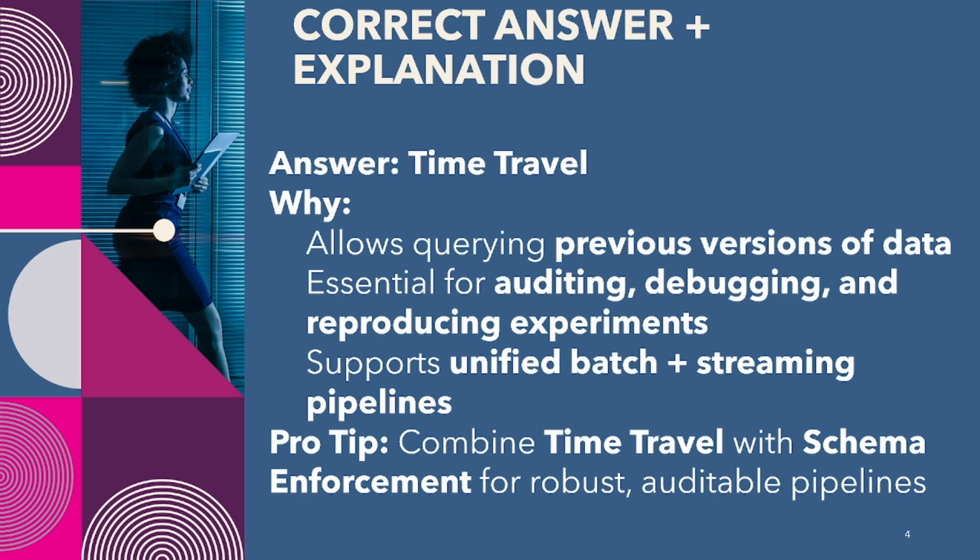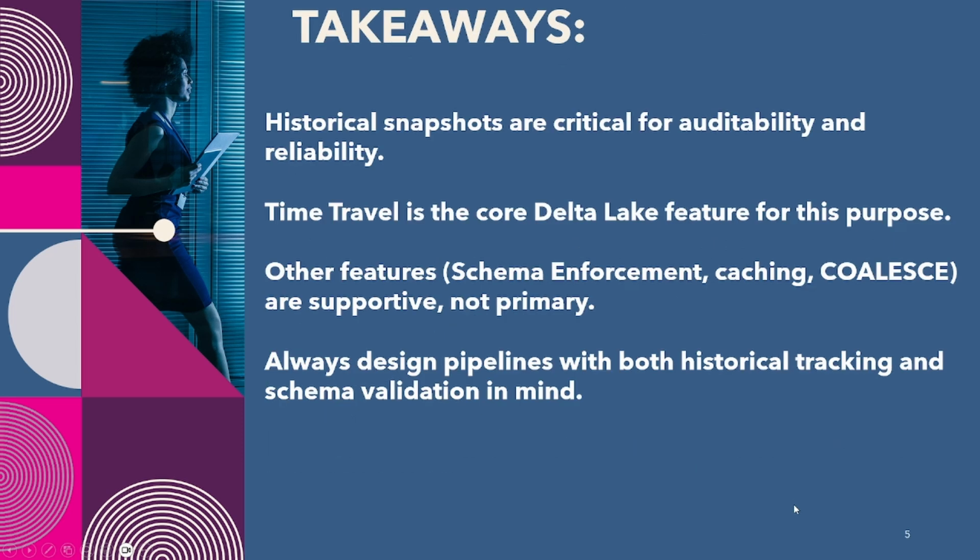Think of it this way. Without time travel, if something goes wrong in your batch or streaming pipeline, you might have no way of seeing what happened. You'd have to rely on logs, or worse, try to reconstruct data from scratch. But with time travel, you can go back in time, like a versioned record of your table, and see exactly what your data looked like at any point in the past. That's incredibly powerful, especially when you're dealing with complex pipelines that combine streaming and batch workloads.